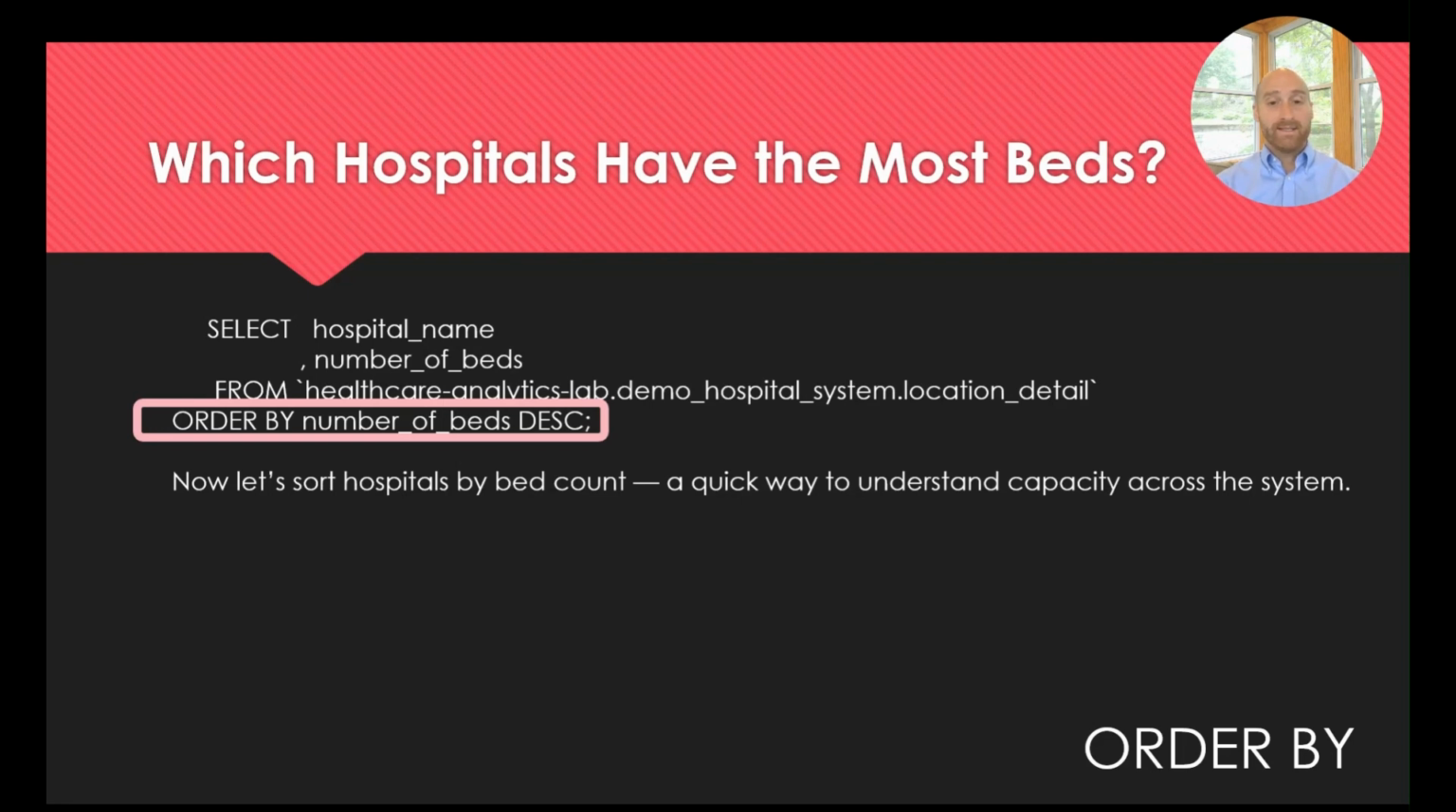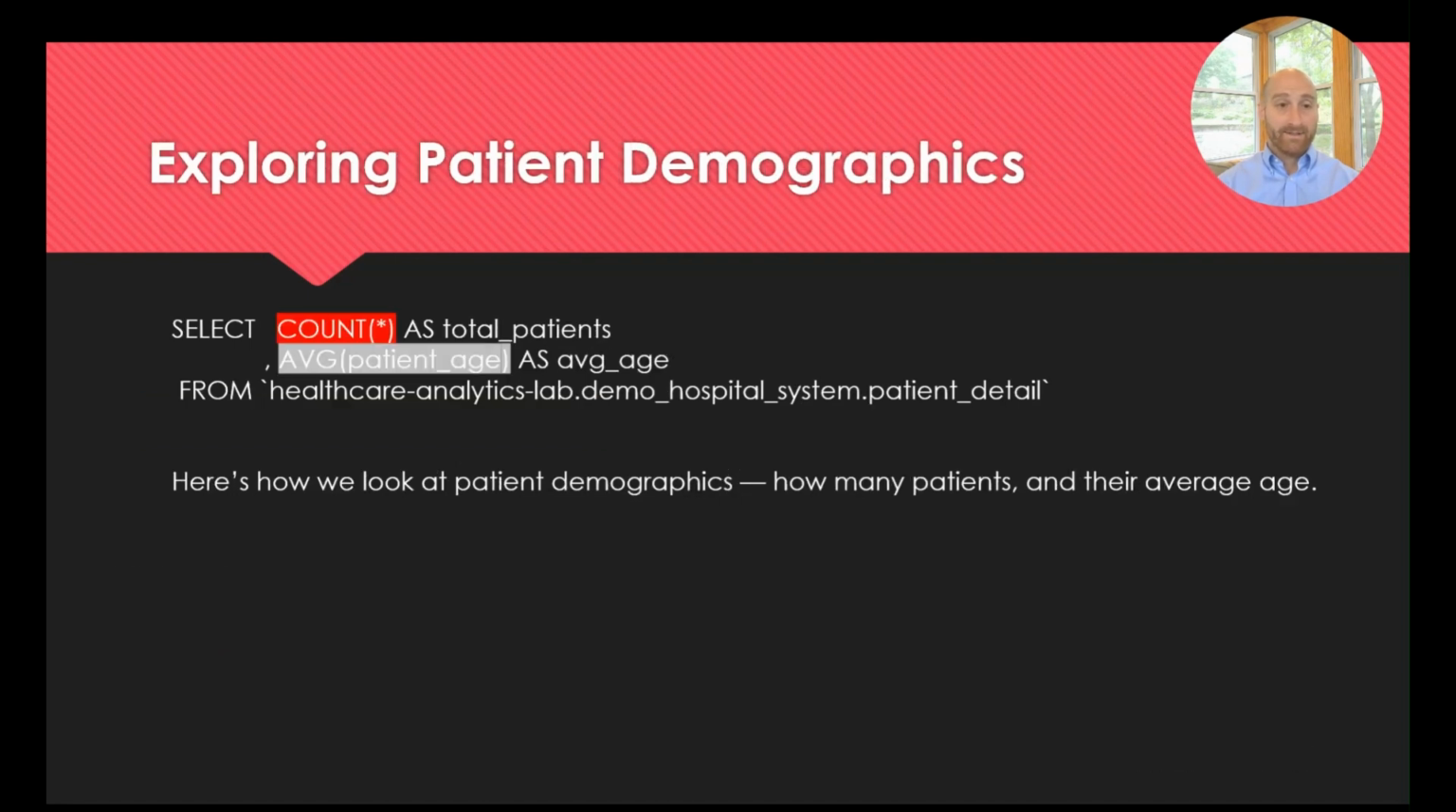What I'm doing in this example is looking at the location details table, grabbing the hospital name and the number of beds, but then ordering them from the most to the least by using DESC for descend. Or I could use ASC for ascend, where it would go the opposite direction. It's just sorting the result that I get. That's all that it is doing.